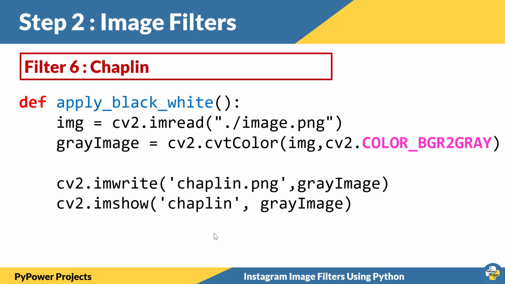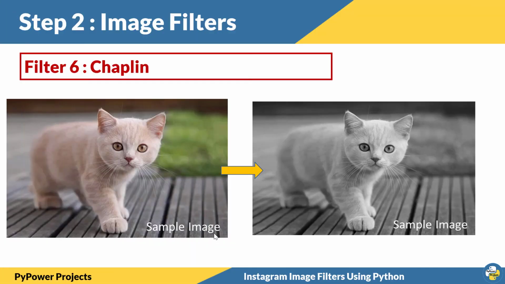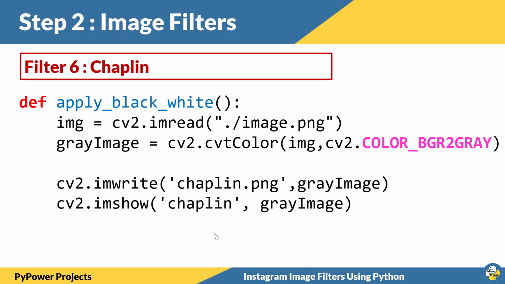So what is this Chaplin image filter? It is absolutely black and white. Your colored image is now converted into a black and white image. Nowadays you can see that black and white images are also trending, so this is also a very important filter on your image. So what code is running behind this?